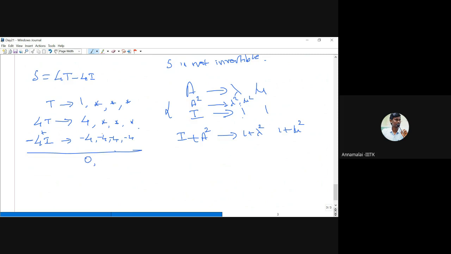Don't bother about the star terms; anyway, I get 0 as one of the eigenvalues. Therefore, 0 is one of the eigenvalues for S, where S is nothing but 4T minus 4I. Therefore, the determinant of S is 0. Therefore, S is not invertible. Got it?